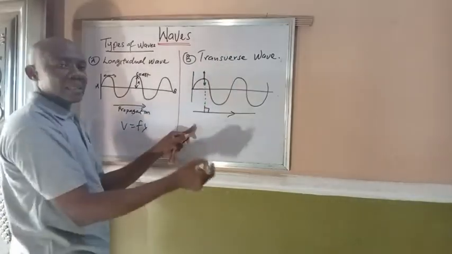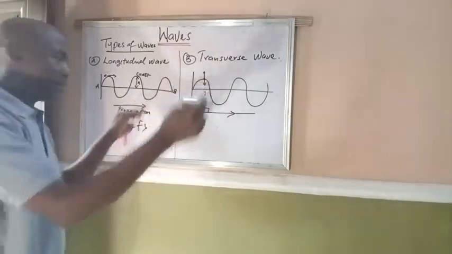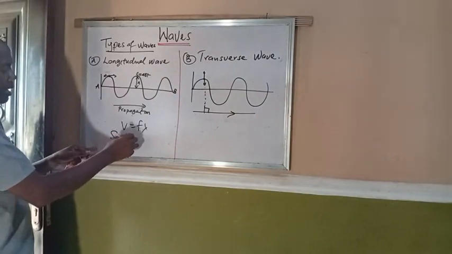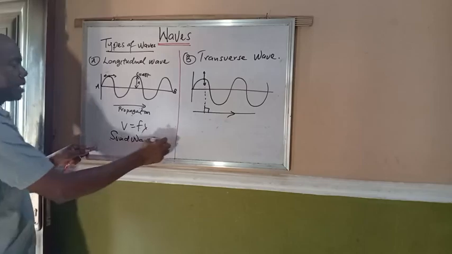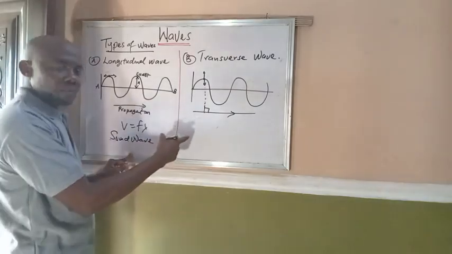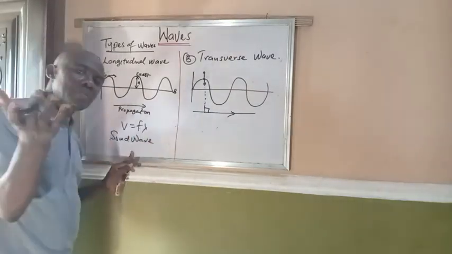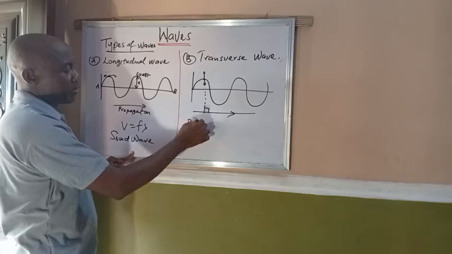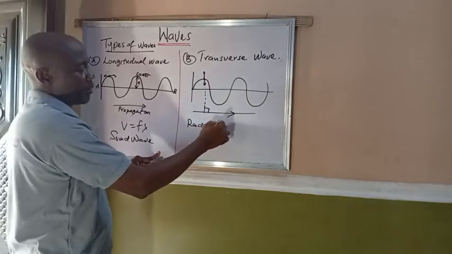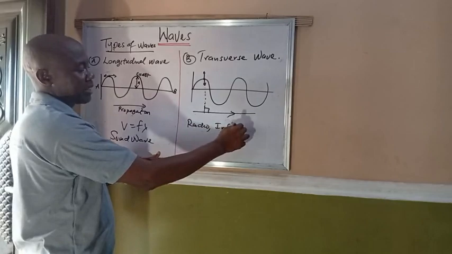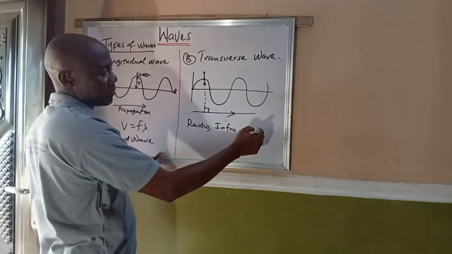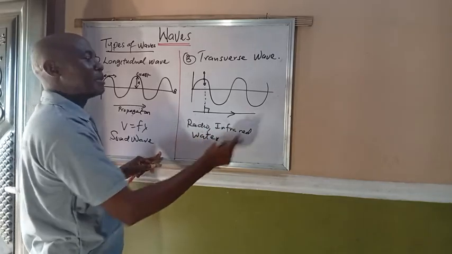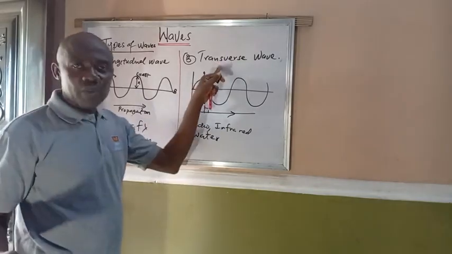So whenever a waveform travels and the particles vibrate at 90 degrees to the direction of propagation, we say it's a transverse wave. And examples of these two waves: for longitudinal wave, we have sound wave, sound wave being the example. For the other one, we have all the members of the EM spectrum. I'm talking about radio wave, radio wave is an example. We also have infrared as another example. We also have even water wave. Water wave is also an example. So many examples for transverse wave.